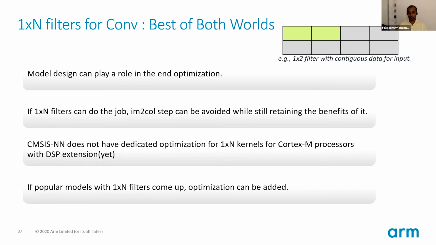And right now, we do not have any models in the embedded space with 1/n filters, or at least popular models with 1/n filters. And this is where model design can play a role in end optimization. The problem that I described here is not specific to ARM processors. It is a generic problem. So if we have models in future in the embedded space with 1/n filters, then that would be a very good optimization in itself. And we can add optimizations in CMSIS-NN for that as well.